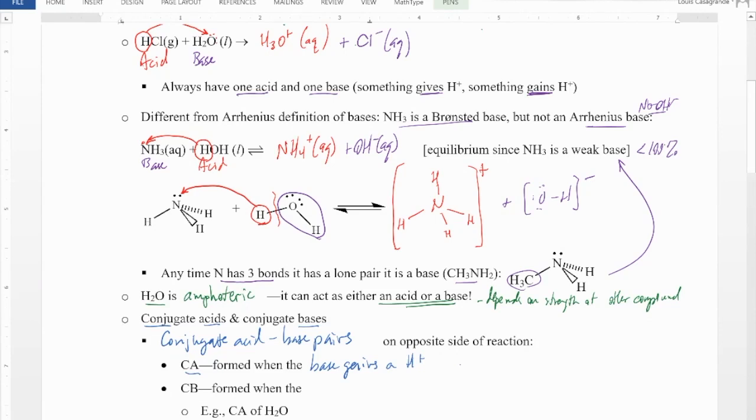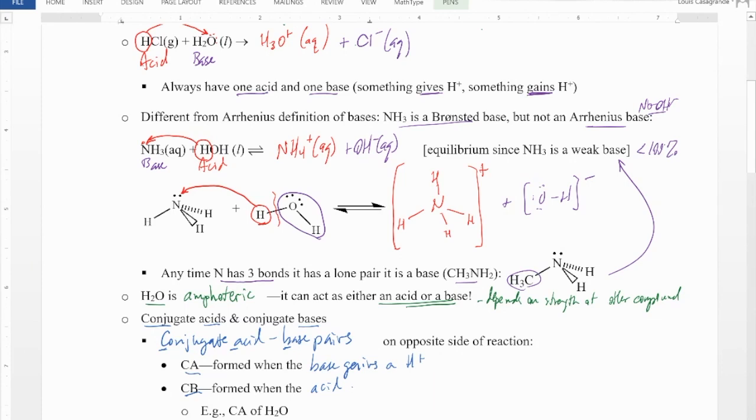So we'll have a conjugate acid and base. The conjugate acid always has one more proton, so it has one more H and one more positive charge. The conjugate base is formed, Cb, conjugate base. Let's see, so conjugate acid and conjugate base up above. Conjugate base is formed when the acid, so it always comes from the opposite.